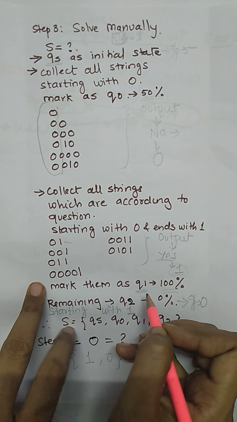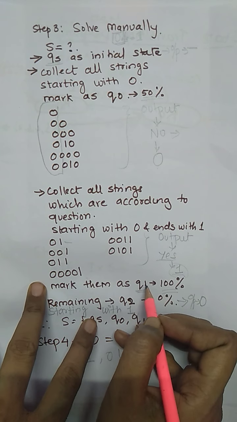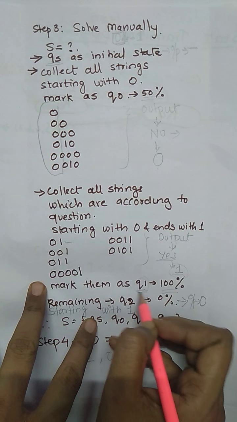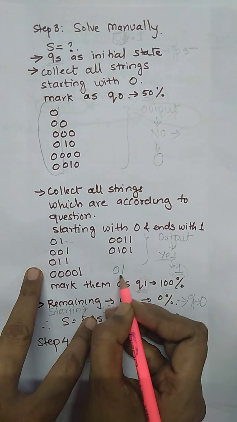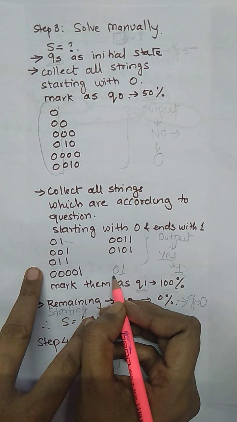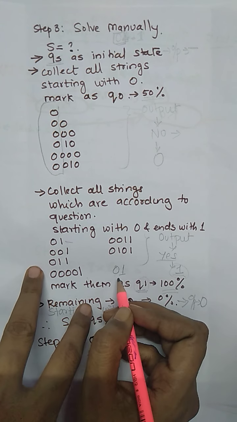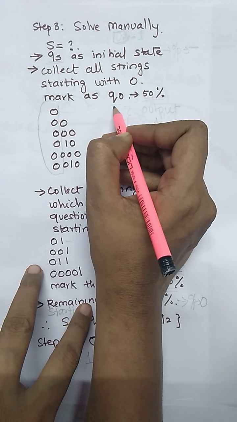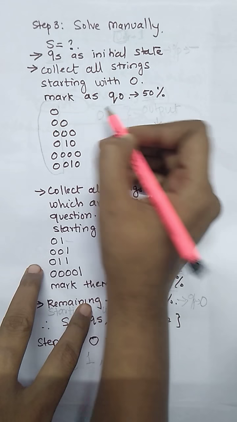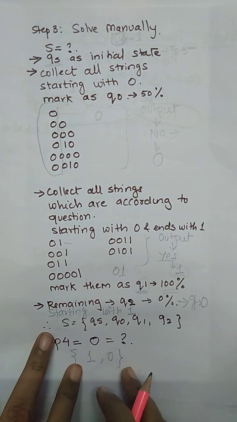So what kind of strings are indicated by the state Q1? State Q1 represents your question, that is, the strings starting with 0 and ending with 1 will be represented by this state. What about the state Q0? Q0 represents only the strings starting with 0. Okay. Now the remaining strings.